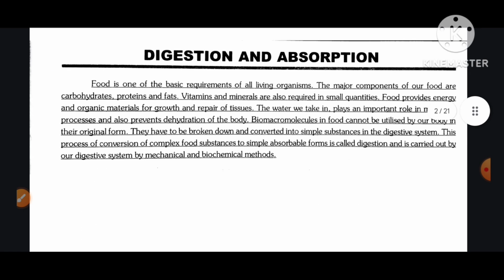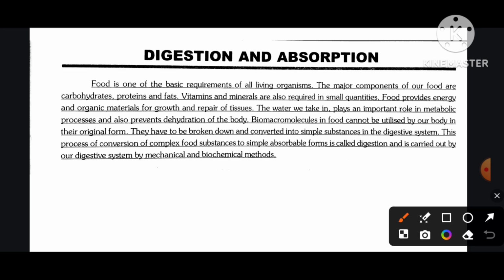Food is one of the basic requirements of all living organisms. The major components of our food are carbohydrates, protein, and fats. Vitamins and minerals are also required in small quantities. Food provides energy and organic materials for growth and repair of tissue. The water we take in plays an important role in metabolic process and also prevents dehydration of the body.